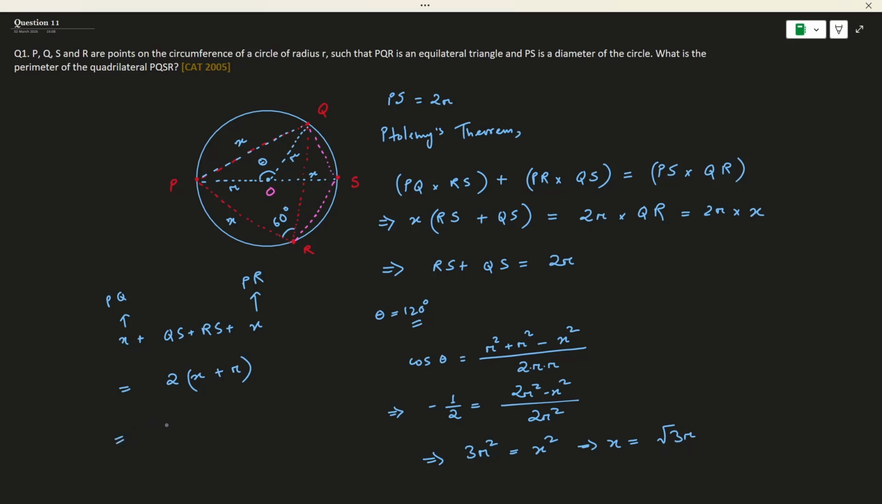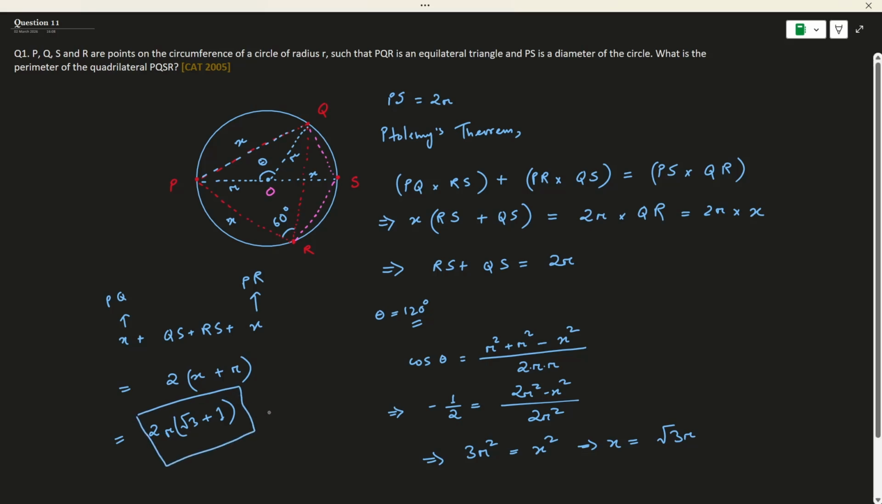Therefore substitute the value of x. If I substitute the value of x, so I will have 3 plus 1 and I will take r common. So the required perimeter of the quadrilateral PQRS is 2r into 1 plus root 3 plus 1 units. Alright, so here we have used two concepts. First is this one, Ptolemy's theorem. Second is cosine rule.